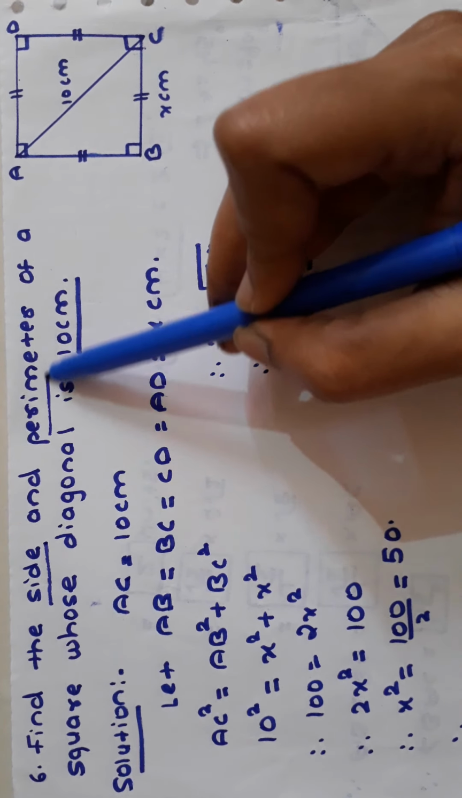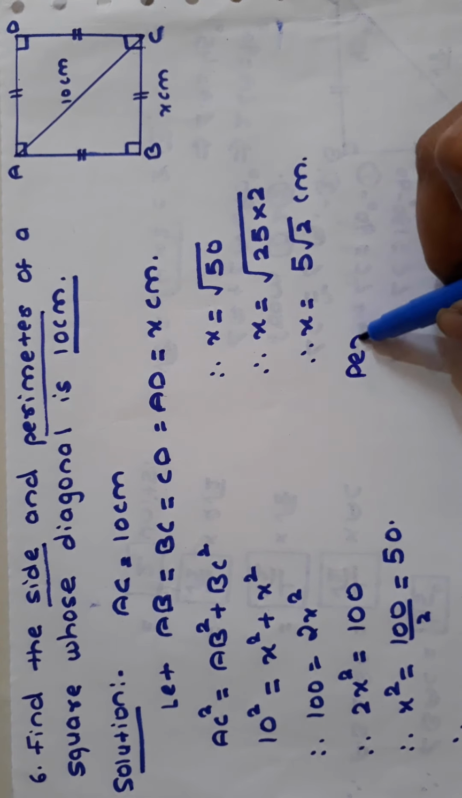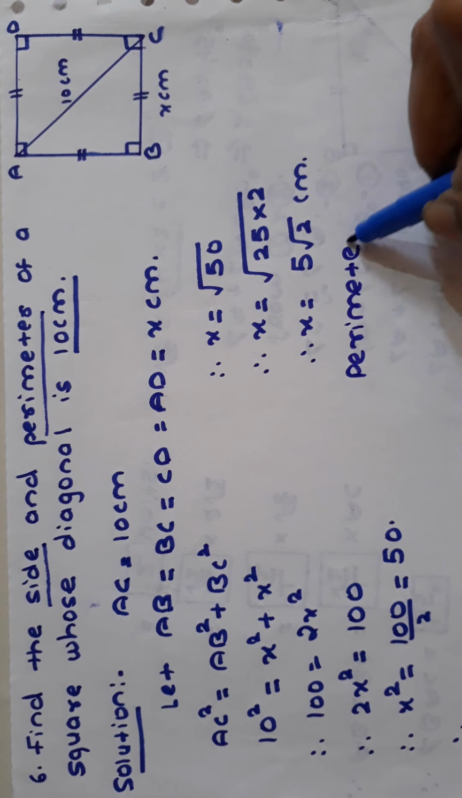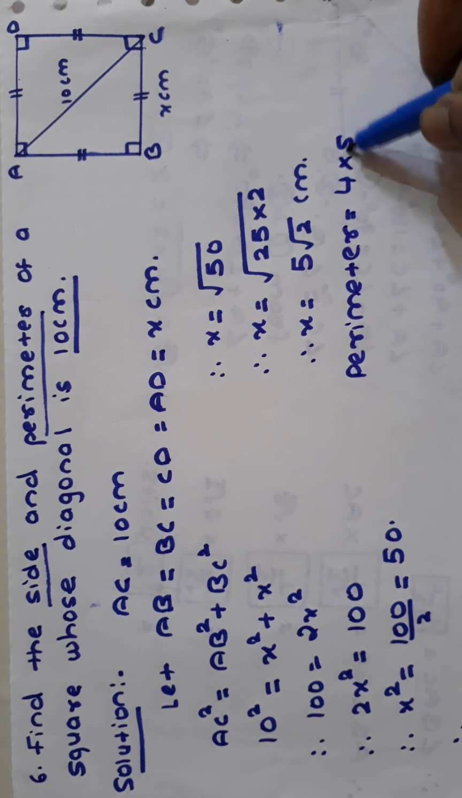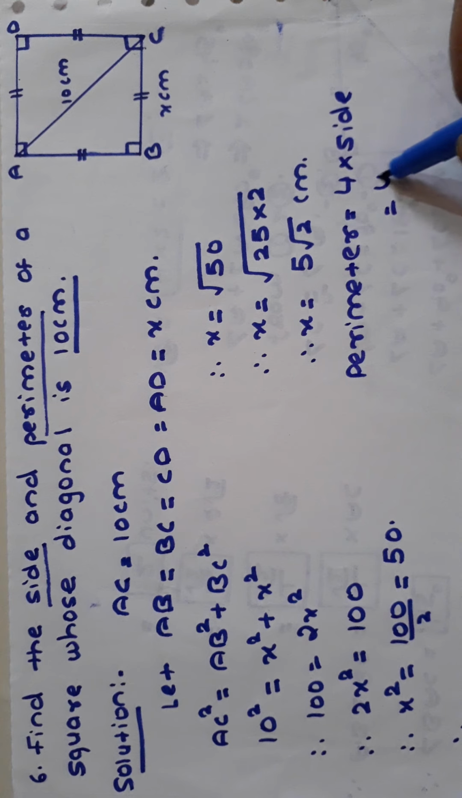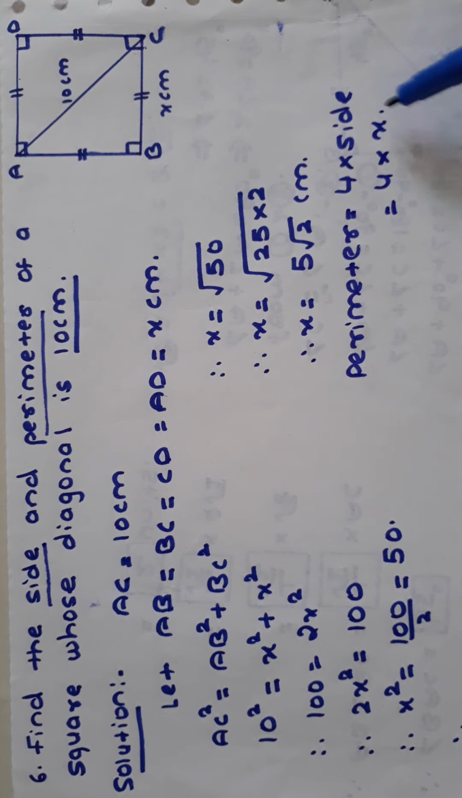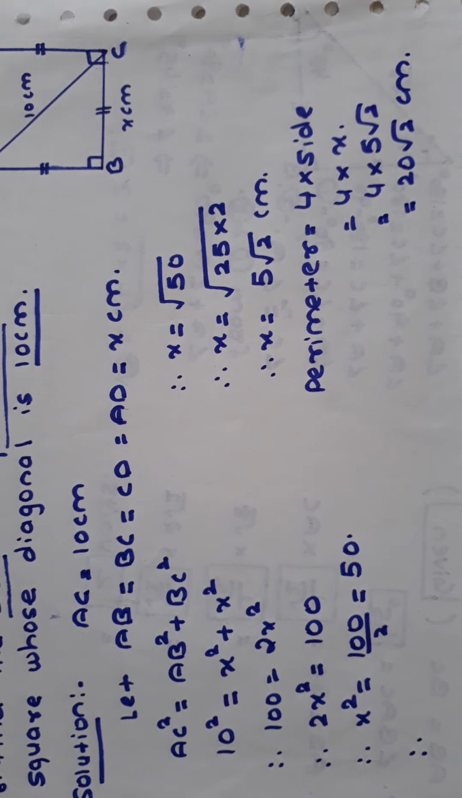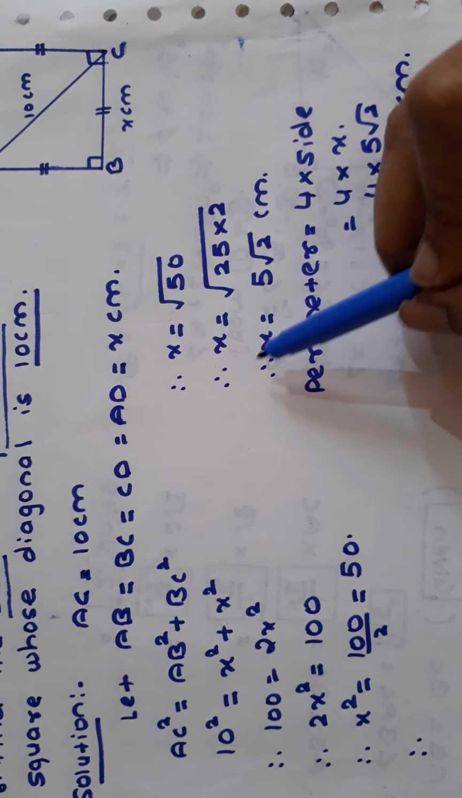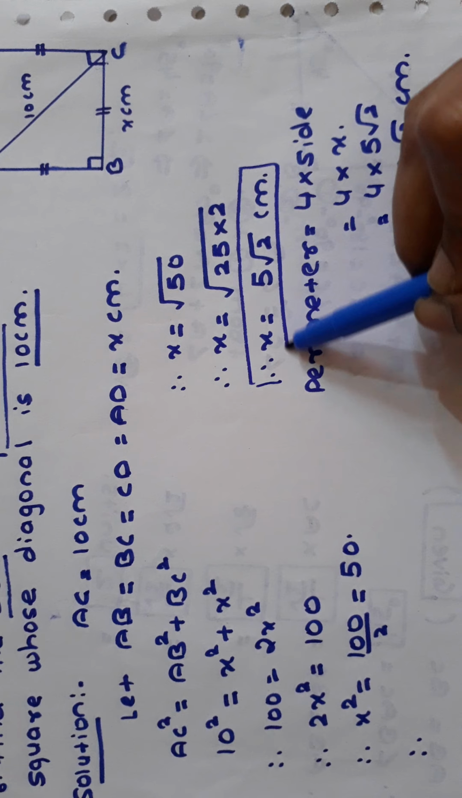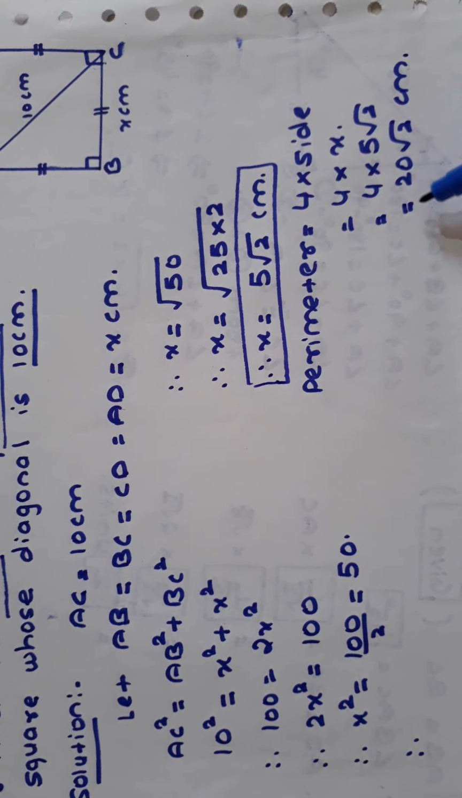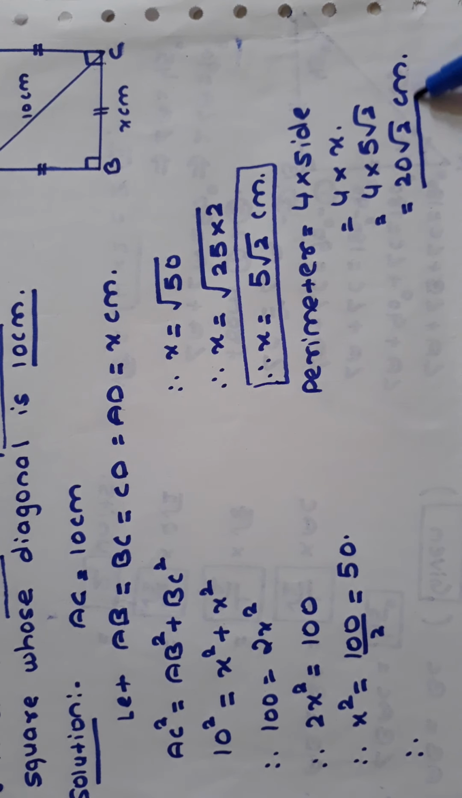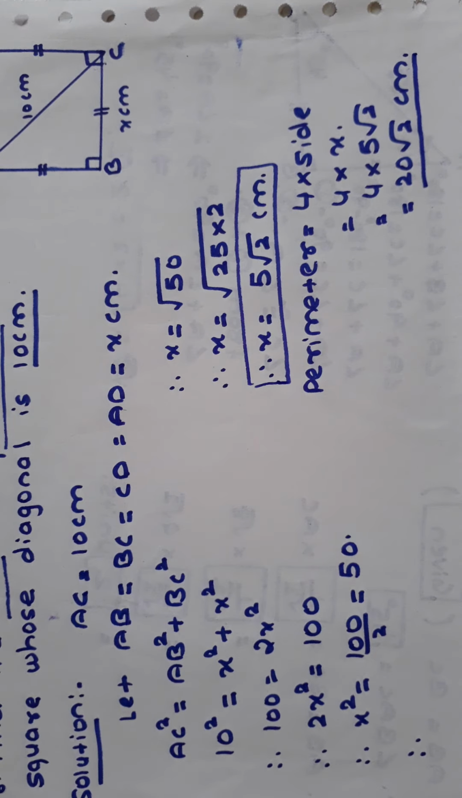Now we have to find the perimeter of the square. Now perimeter of the square is 4 into side. That is 4 into side x, 4 into 5 root 2, and it is equal to 20 root 2 centimeter. The unit of perimeter is centimeter. So that means the side of the square is 5 root 2 centimeter and the perimeter of the square is 20 root 2 centimeter.